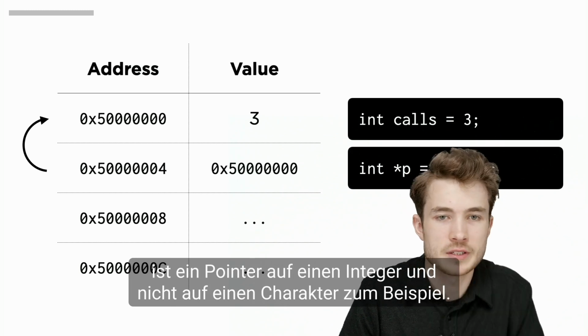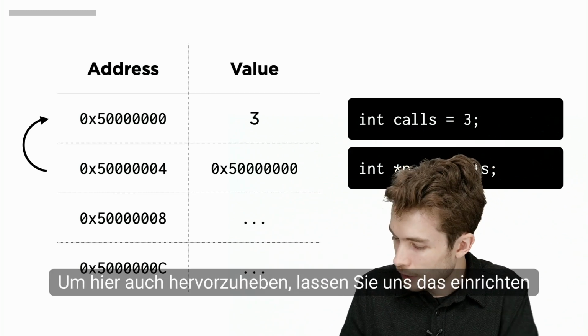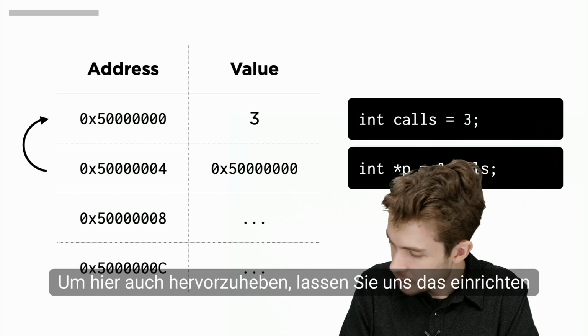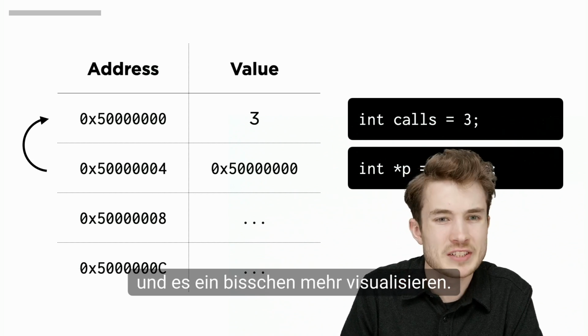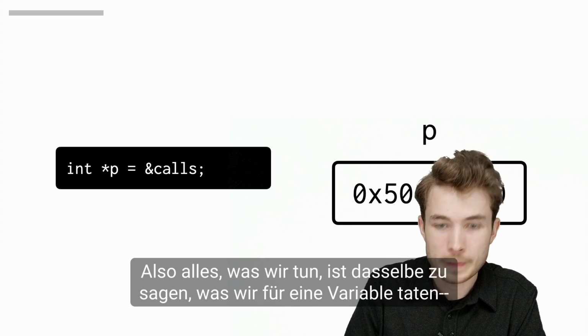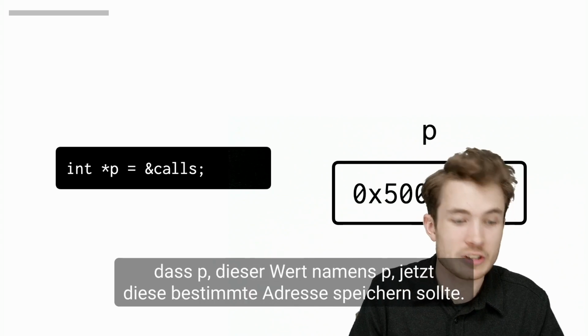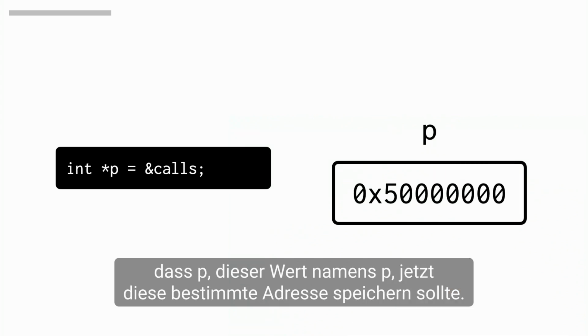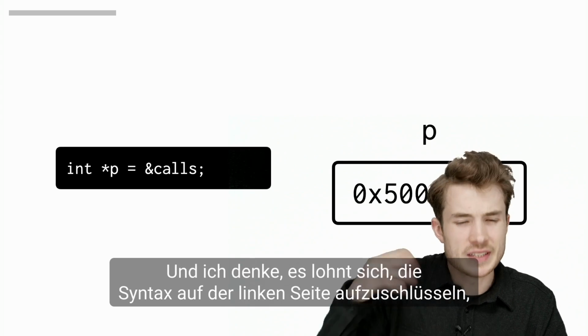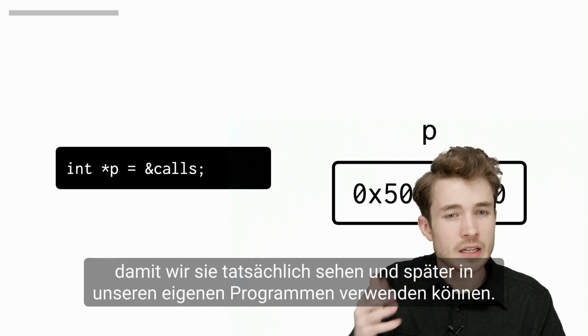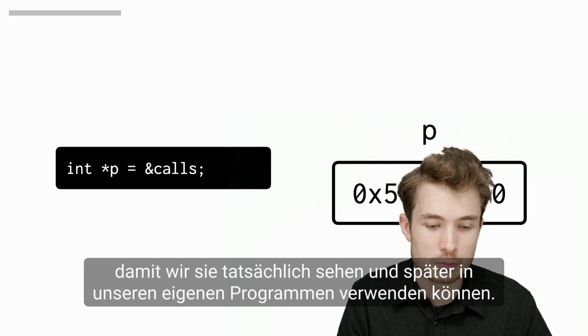So to highlight here as well, let's try setting this up and visualizing it a little bit more. All we're doing is saying the same thing we did for a variable, that p, this value named p, should store this particular address now. And I think it's worth breaking down the syntax on the left so we actually see it and you can use it later on in your own programs.